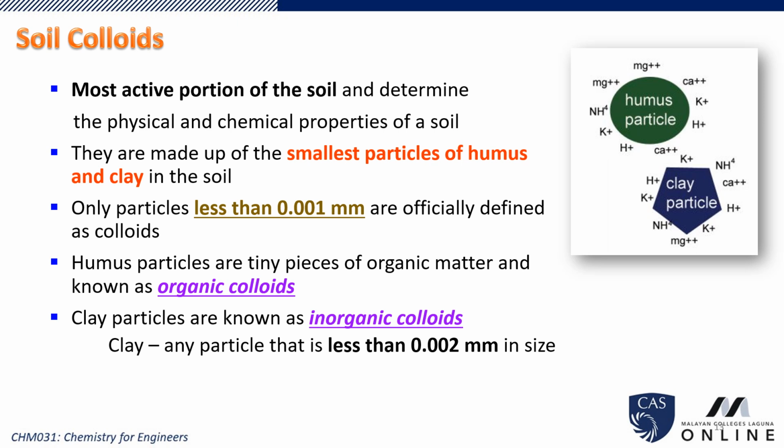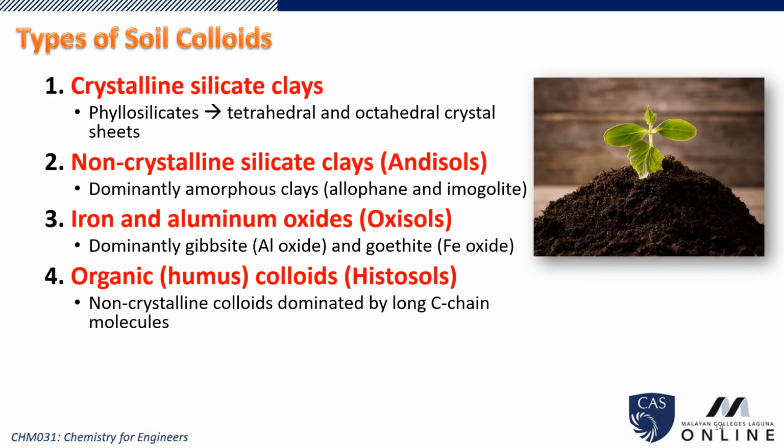Soil colloids are the smallest and most chemically active particles in the soil. They determine many physical and chemical properties. There are four main types: crystalline silicate clays, non-crystalline clays, iron and aluminum oxides, and organic colloids or humus.